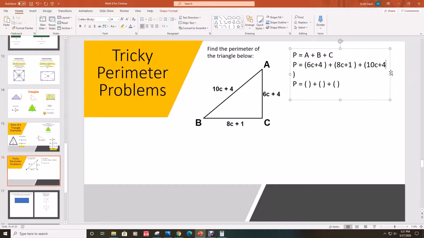There we go. So we plugged it all in. Now what we're going to do is you're going to have to combine your like terms. Meaning you're going to start adding together all the things that are the same in the same form. So anything that has a C with it would be added together. And anything that is a number that's standing alone all by itself will be added together.